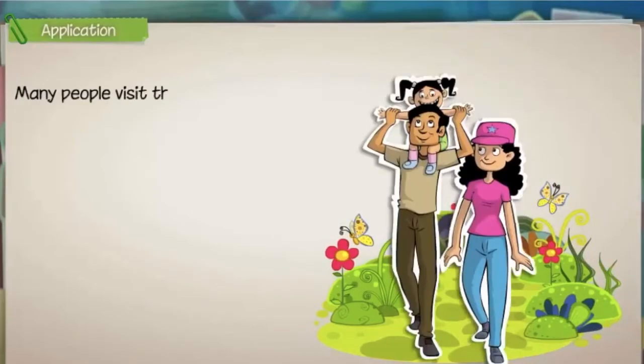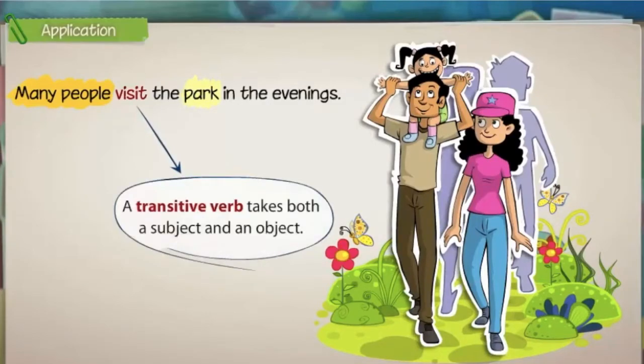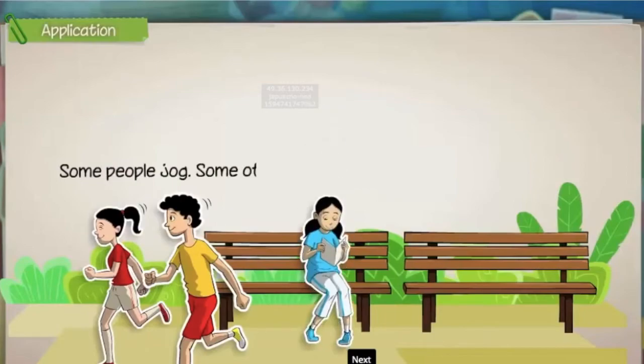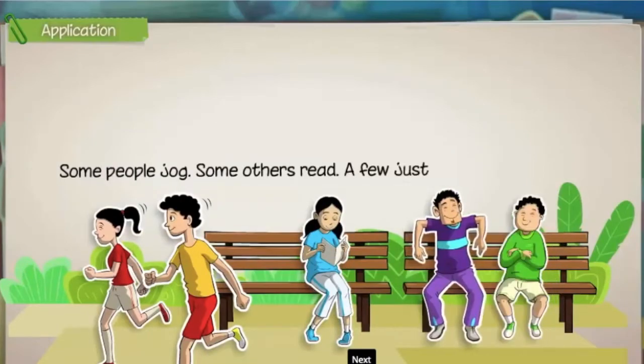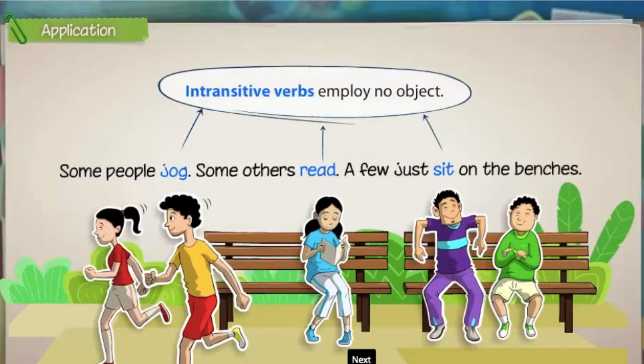Many people visit the park in the evenings. Now, a transitive verb takes both a subject and an object. Some people jog, some others read. A few just sit on the benches. Now, jog, read, sit, they are intransitive verbs because they do not employ any object.